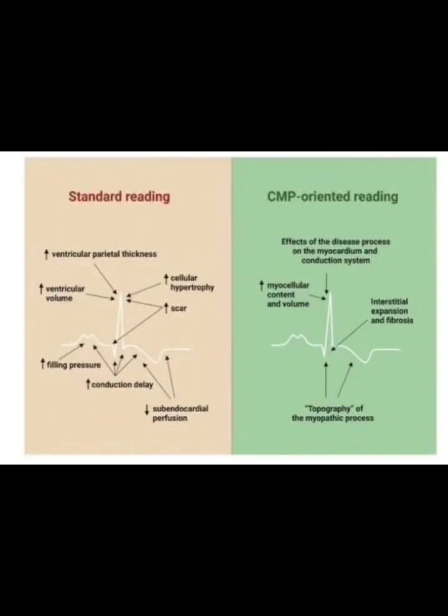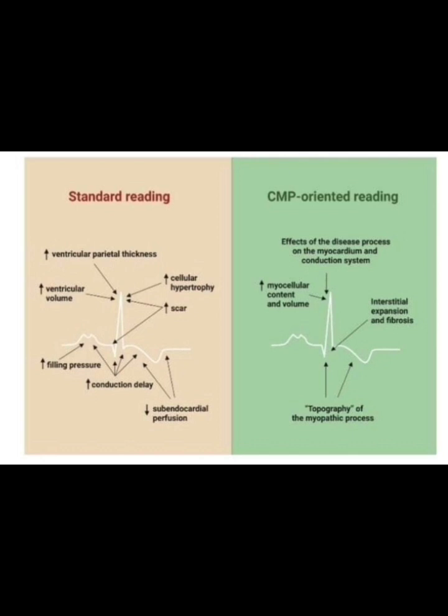So in standard reading, increased ventricular parietal thickness, increased ventricular volume, increased cellular hypertrophy, and increased scar formation will affect the QRS complex. Conduction delay will affect the duration of the PR interval and QRS interval, while high filling pressures affect the P wave. Decreased subendocardial perfusion leads to T wave abnormality.